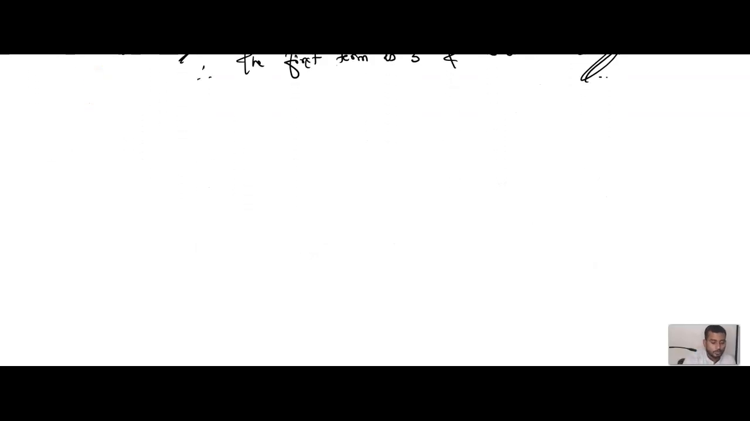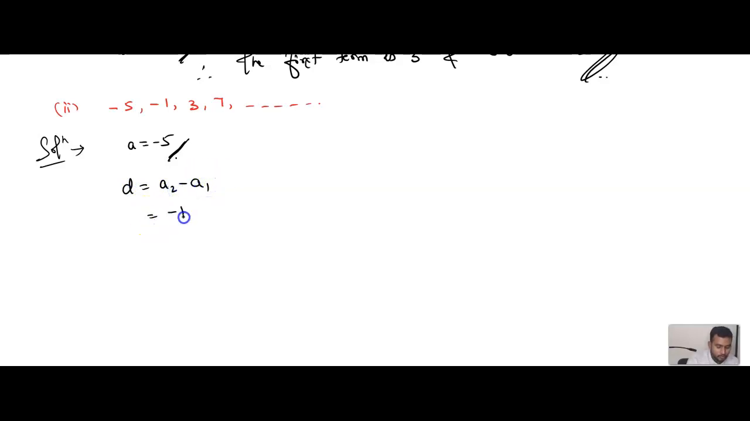Next, let me copy down option 2 in the same case. Here minus 5, minus 1, 3, 7 and so on. Now here we can see the solution for this problem. What is the first term? It is minus 5. This is our first term. Common difference, that is A2 minus A1. What is A2? Minus 1. Minus, what is A1? Minus 5.